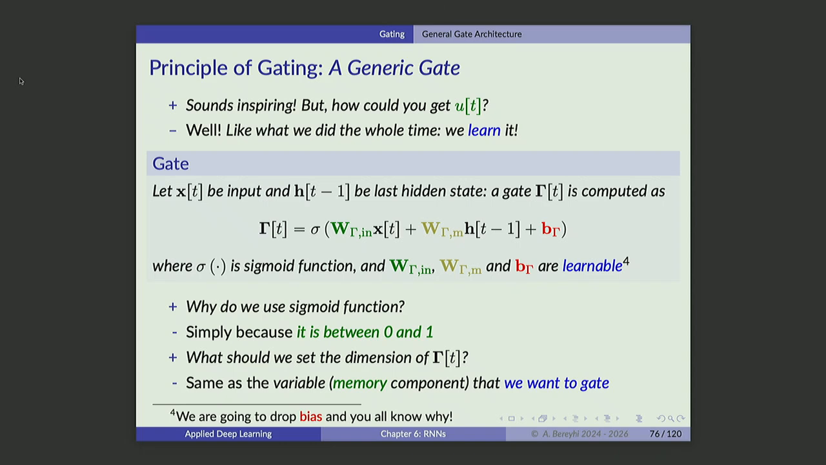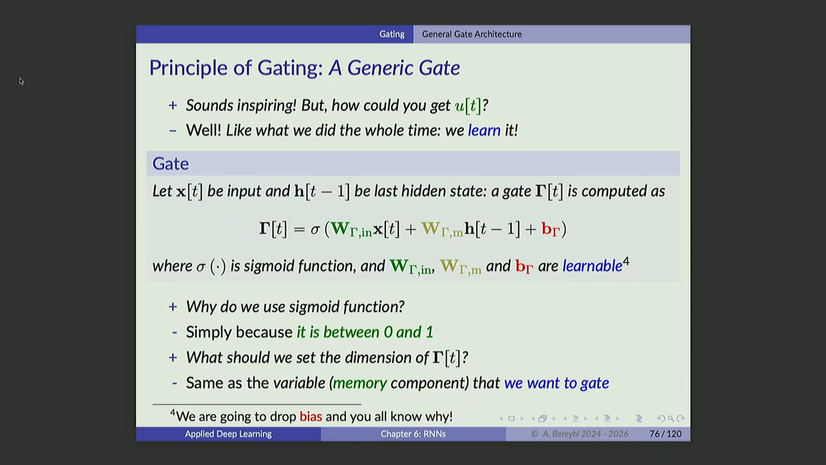The sigmoid reason is that you want to keep it between 0 and 1. Of course, if you just have one bounded function, you can do it as well, but sigmoid is the most conventional one, right? That's one thing. And what about the dimension of this gate? How should I set this dimension?